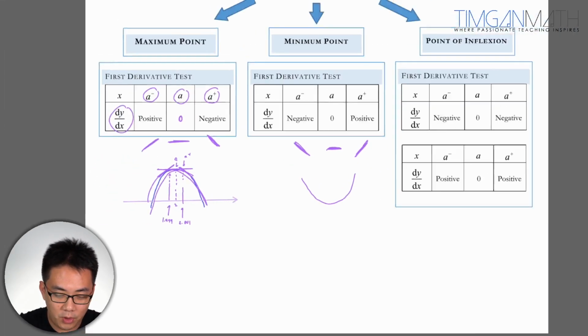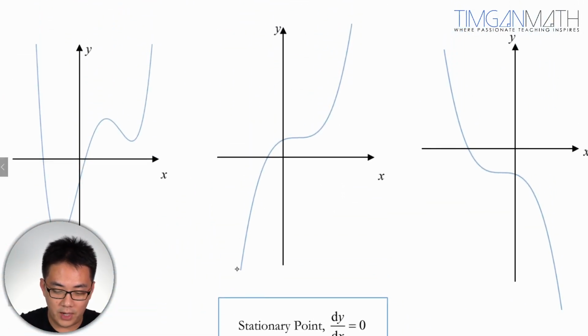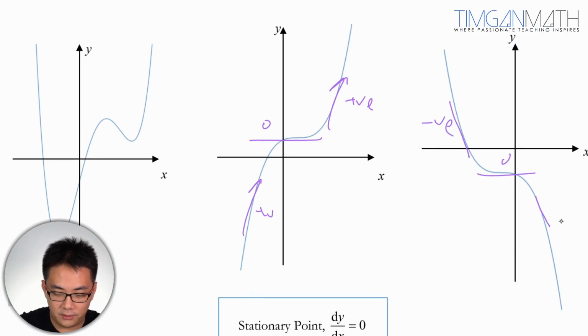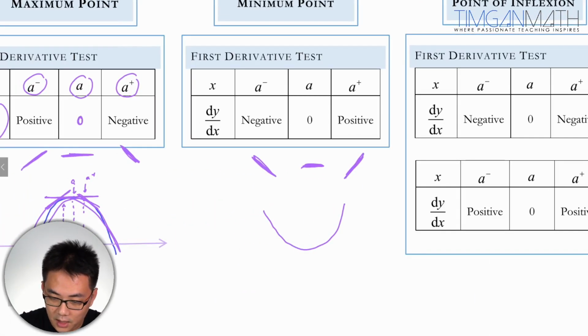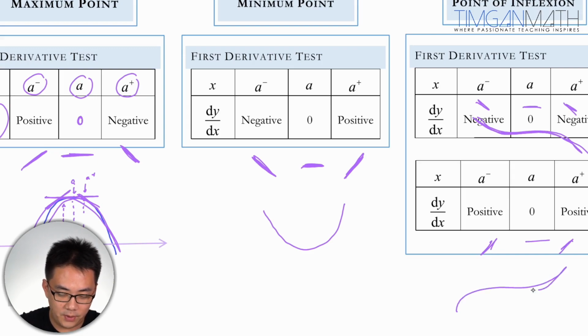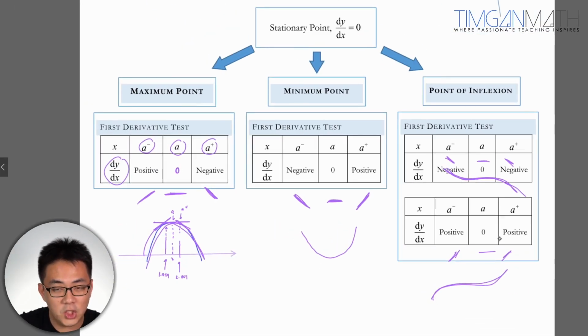For a stationary point of inflection, there are two types, as you can see. One is going up here: negative, 0 and negative. Another is positive, 0 and positive, which looks like that. In other words, if your gradient doesn't change sign, then that is a stationary point of inflection. Negative, 0, negative will slant downwards, and positive, 0, positive will slant upwards.